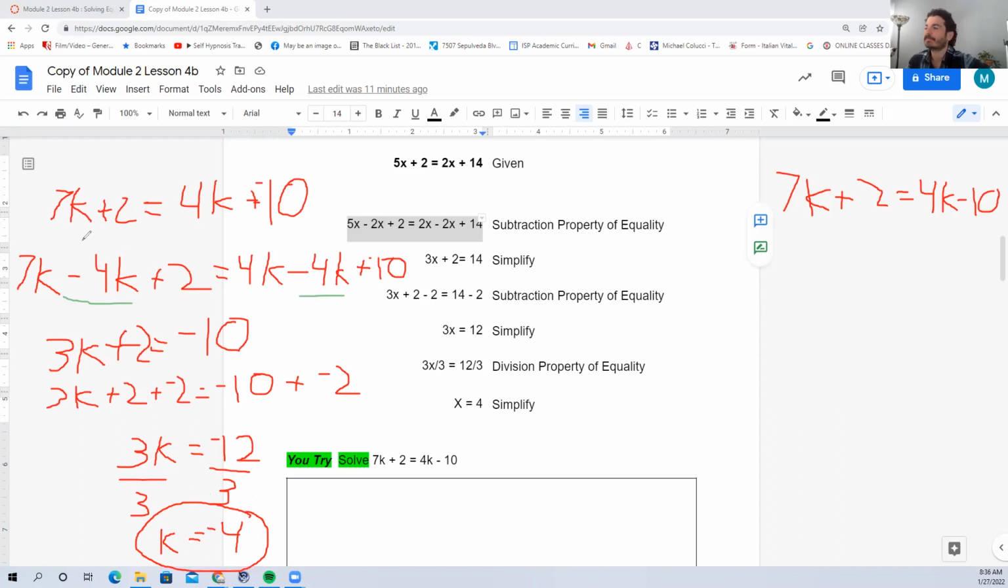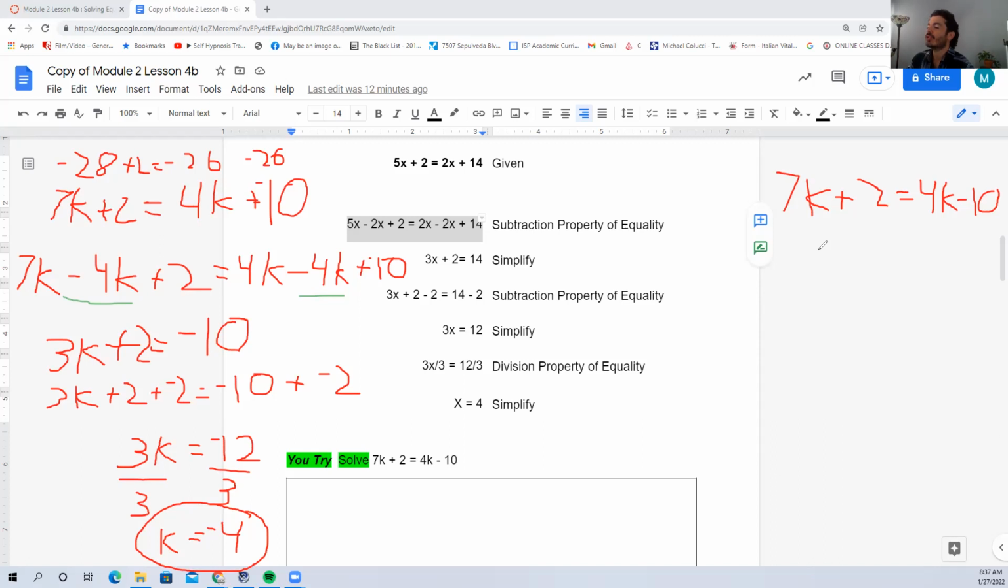One last step. 7 times 4 is -28. Plus 2, this is going to give me -26. On the right side here, 4 times -4 is -16, plus -10 is -26. So that is a true statement. K is indeed equal to the opposite of 4, or -4.